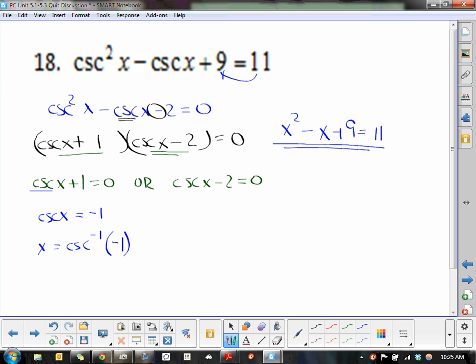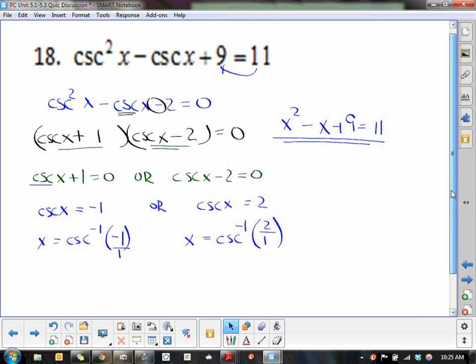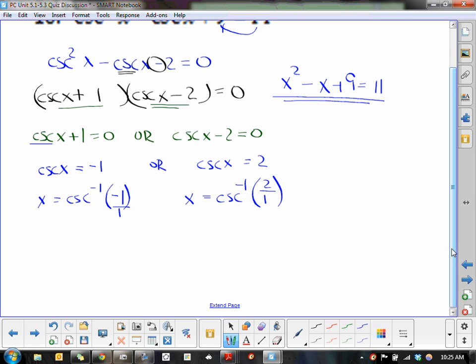And this one, I'm just going to come over here and solve this one. We have a cosecant of x that would have to equal 2, so we're looking for an angle whose cosecant value is a positive 2, or positive 2 over 1, and maybe I want to look at this as over 1 as well. Now I'm going to go find those angles by looking at some reference triangles.